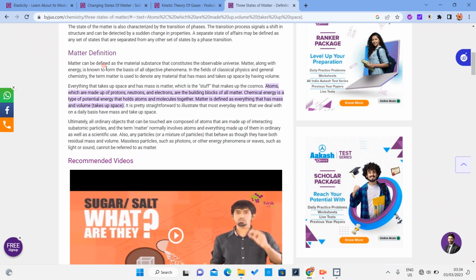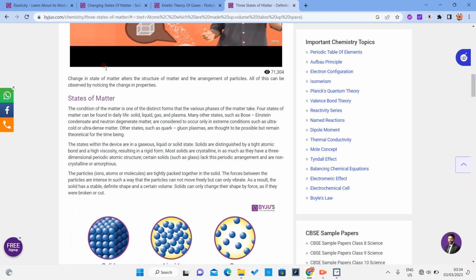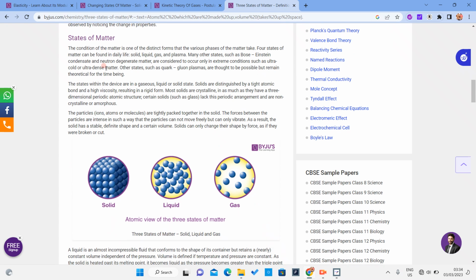And don't forget also that matter is anything that has mass and takes up space. It has volume. Those are the major characteristics of anything that is called matter. And then for the states of matter, as I said before, we have plasma also, but then you have three main ones: solid, liquid, and gases. But here they include plasma. But then we'll talk about plasma as well.